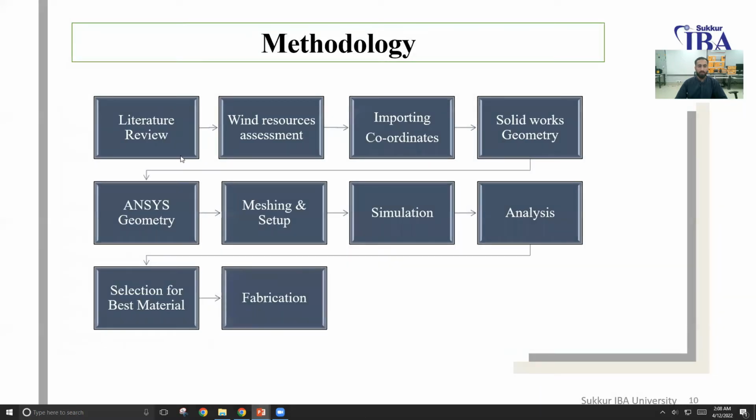This is the methodology we have followed. First one is a literature review. After that, wind resource assessment, importing coordinates of NACA 0018 aerofoil in SolidWorks software. After that, ANSYS geometry, meshing and setup. Then simulation on ANSYS. After that, analysis of simulation results. Then selection of the best material. After selecting the material, we fabricated the prototype.